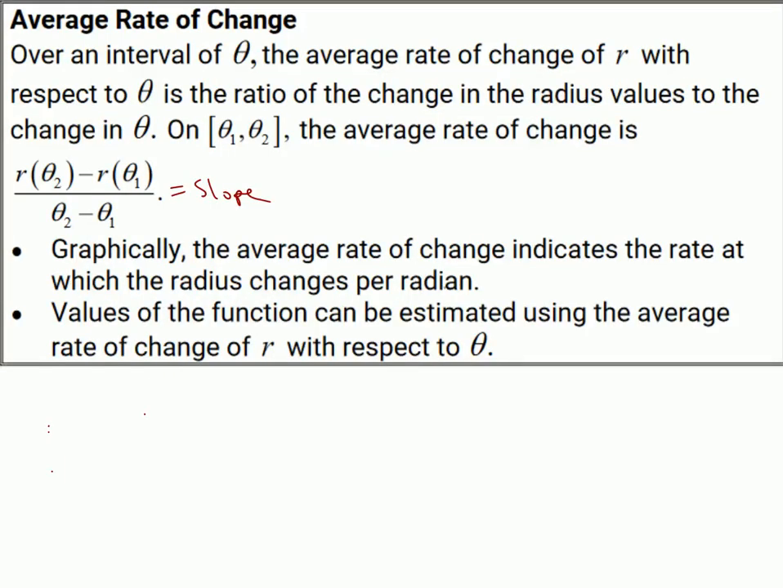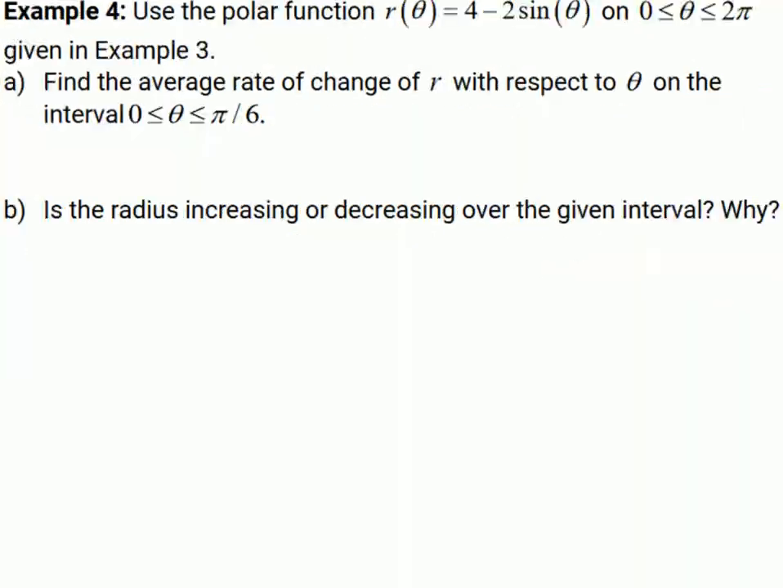And remember that graphically, the average rate of change indicates the rate at which the radius changes per radian in this case. And values of the function can be estimated using the average rate of change of r with respect to theta. And that's really just because we're not using x and y here, we're using r and theta. But let's really see what this means, okay? If we had to find the average rate of change of r with respect to theta on the interval from 0 to pi over 6, what are we really doing?